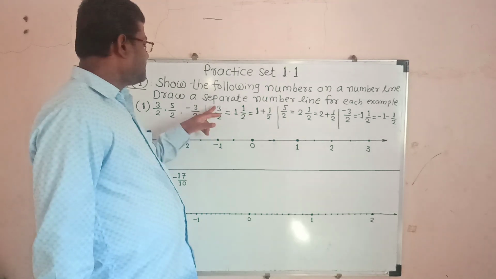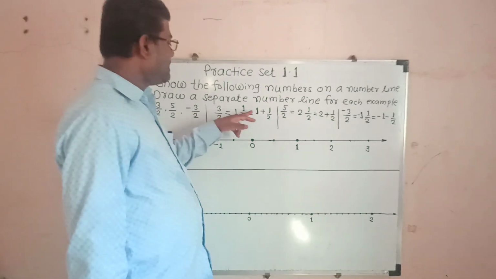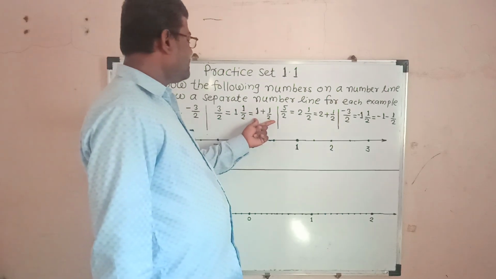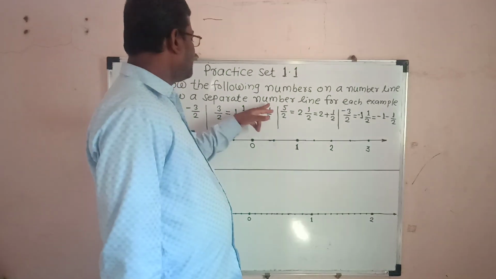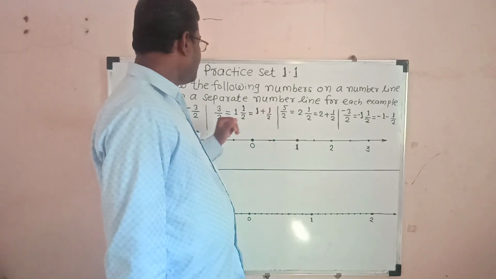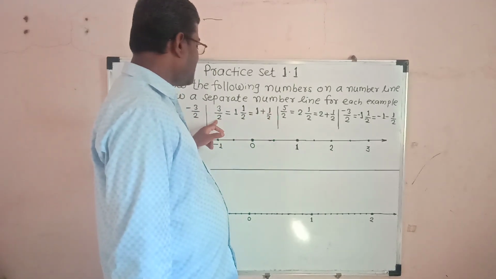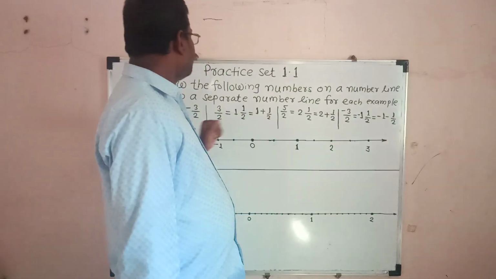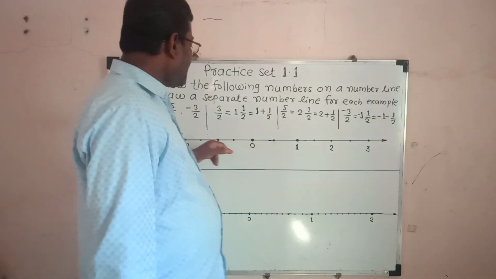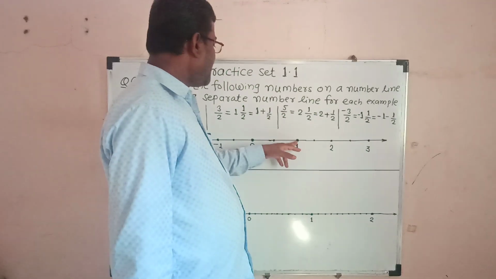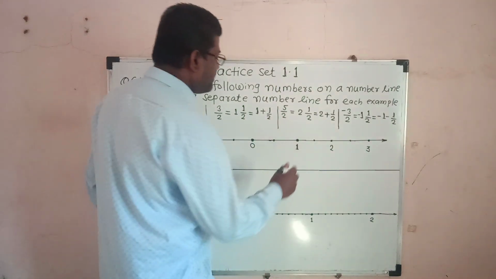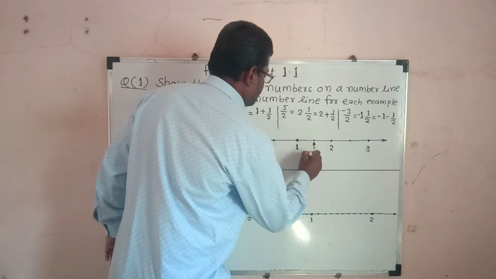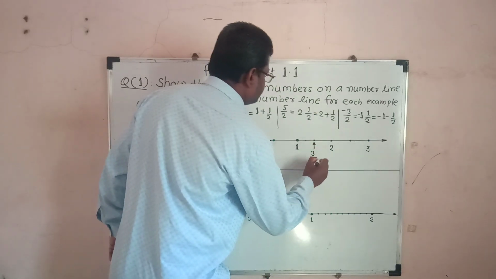Now 3 upon 2 can be written as 1 plus 1 upon 2. This means 1 complete and 1 part. 3 upon 2 is a positive number. Therefore, it will be on the right side of the 0. And here is 1 complete and then 1 part. Therefore, we got this point as 3 upon 2.